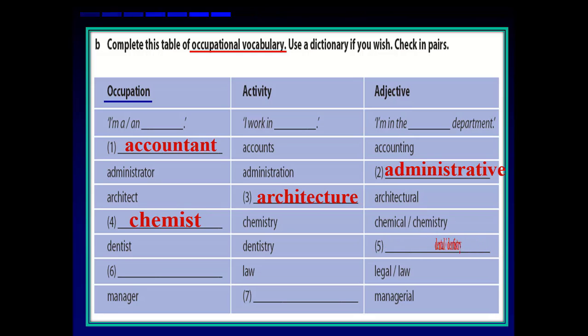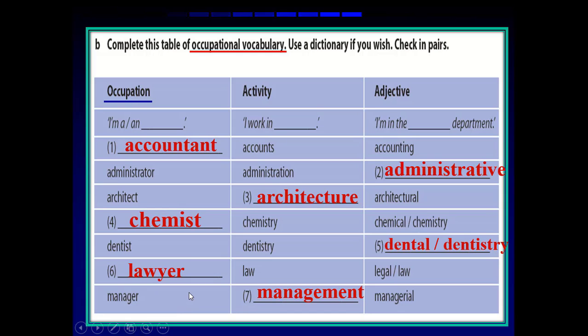A dentist works, the activity is dentistry. A dentist is someone who treats our teeth, okay? And the adjective is dental or dentistry. A lawyer, someone who defends people's rights in the courts, in front of judges. And the activity is law, and the adjective is legal or law. The manager, the activity is management, and the adjective is managerial. The managerial, okay?